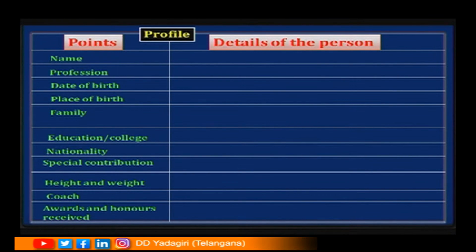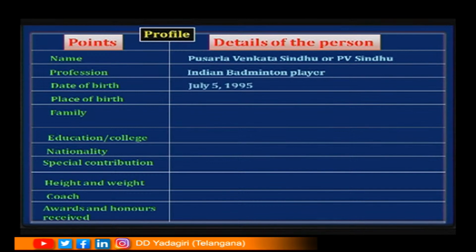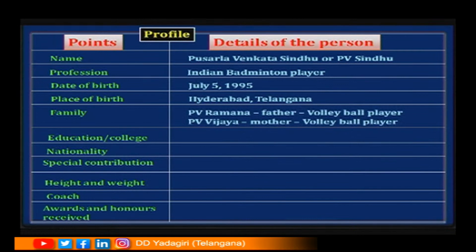The name of the person is written on the right side: Pusarla Venkata Sindhu, in other words she is called PV Sindhu. Her profession is Indian badminton player. Her date of birth is July 5, 1995. Her place of birth is Hyderabad, Telangana. PV Ramana is her father and he is a volleyball player. PV Vijaya is her mother and she is also a volleyball player.